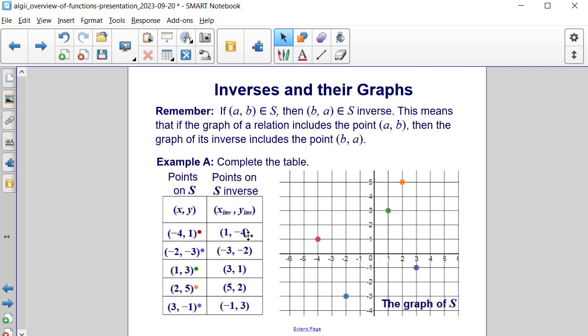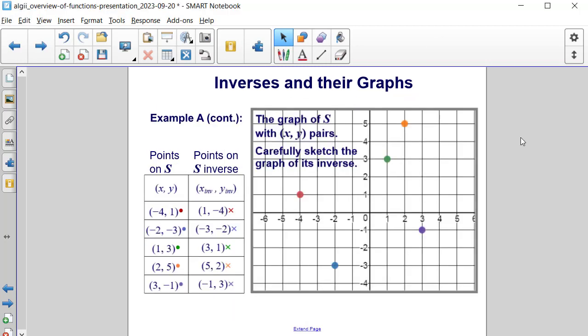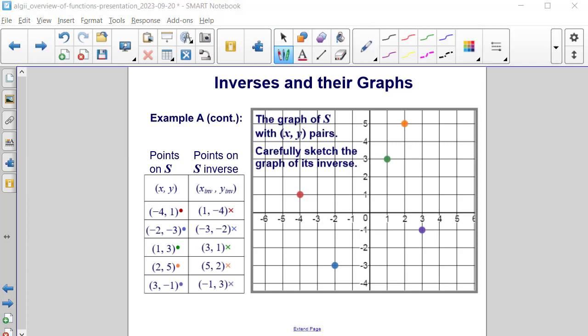And here are the coordinates for the points on S inverse, and they do match the points that we had found. Now that we have found the points contained in S inverse, let's carefully sketch the graph of S inverse in the same coordinate plane that shows the points contained in set S. Let's begin with our red point, 4, 1.